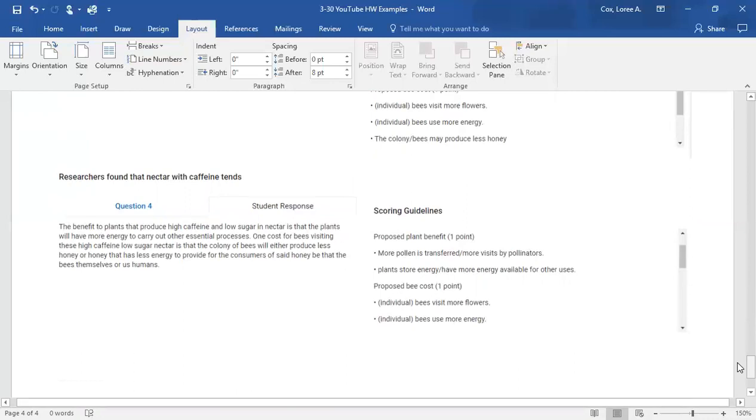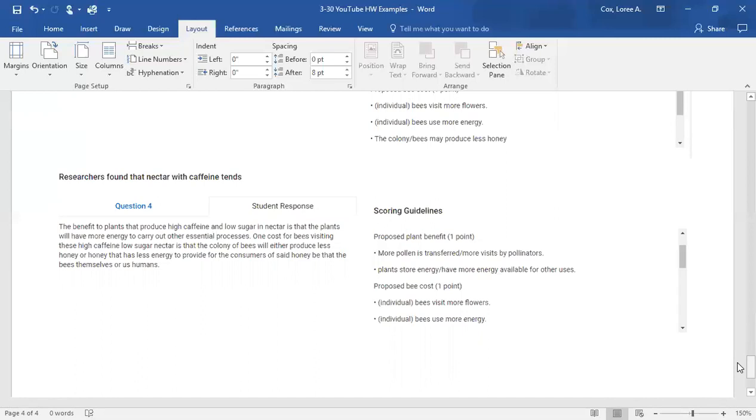All right, last but not least, the benefit to plants, okay, cool, we know where they're talking about a plant, that produce high caffeine, low sugar nectar is that the plants will have more energy to carry out their essential processes. Very, very good. One cost to bees visiting these high caffeine, low sugar nectar is that the colony of bees will either produce less honey or honey that has less energy to provide to consumers of said honey, be that they themselves or us humans.